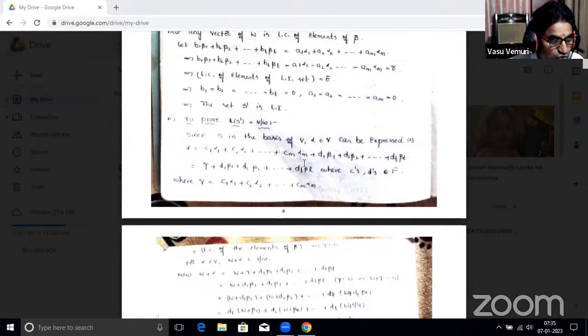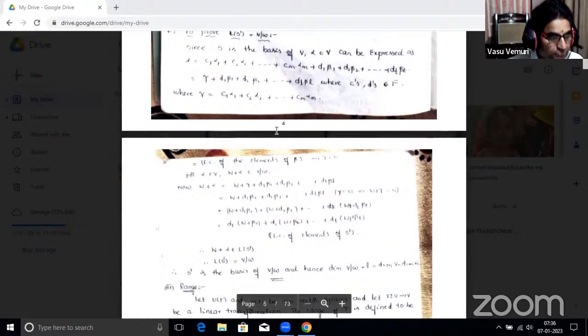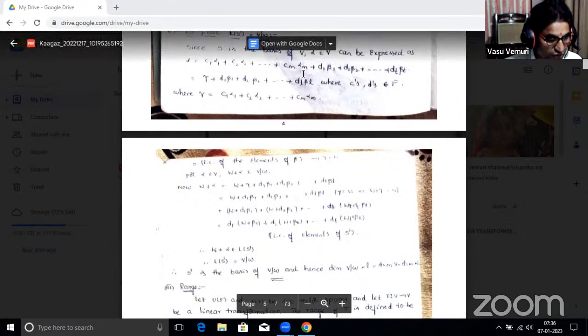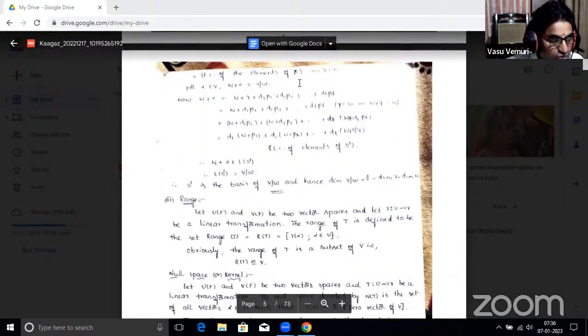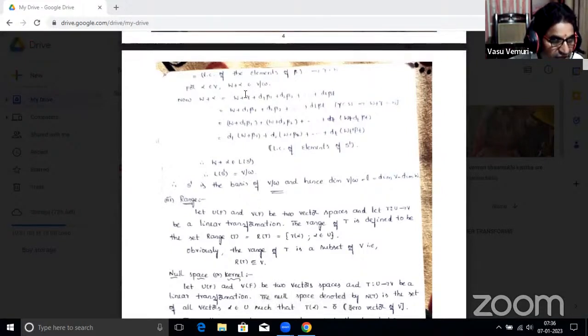c1 alpha 1, c2 alpha 2, and so on, cm alpha m, plus d1 beta 1, d2 beta 2, and so on, dl beta l. All the c values and d values are field elements, and this part is equivalent to gamma plus d1 beta 1, d2 beta 2, and so on, dl beta l. Gamma is c1 alpha 1, c2 alpha 2, and so on, cm alpha m. So this is the linear combination of beta. Here alpha belongs to capital B, and therefore W plus alpha also belongs to V by W. Therefore W plus alpha equals W plus alpha, meaning gamma plus d1 beta 1, d2 beta 2, and so on.